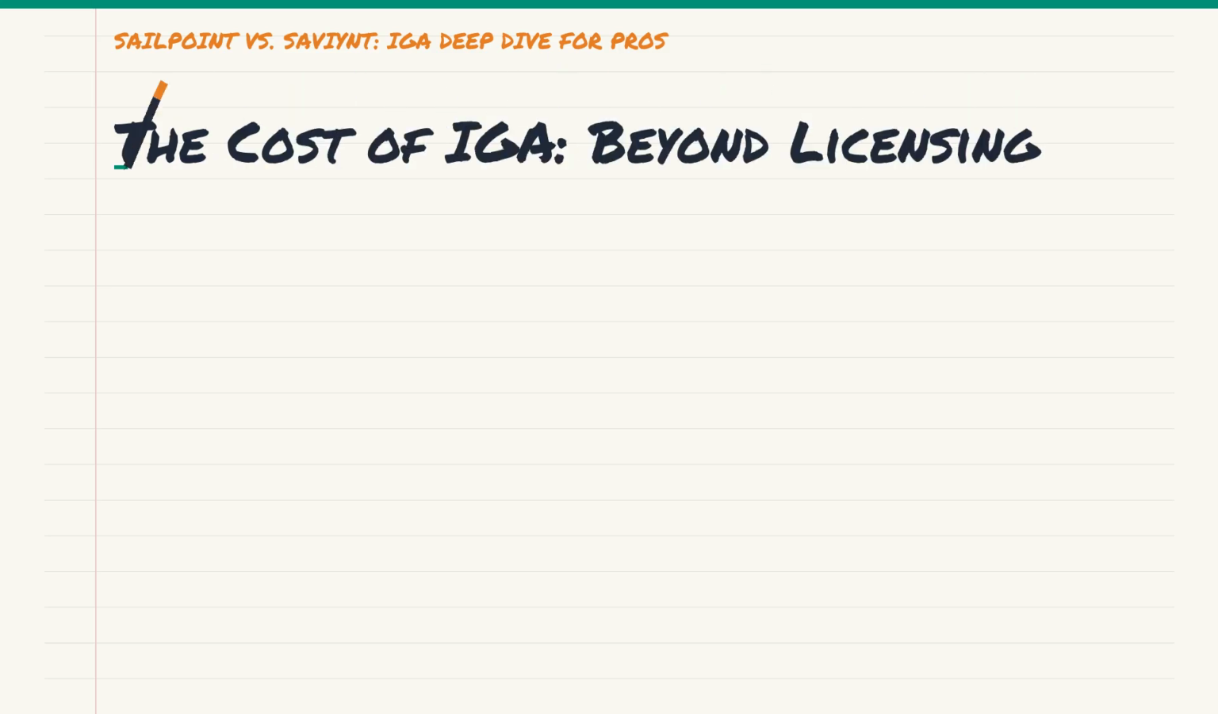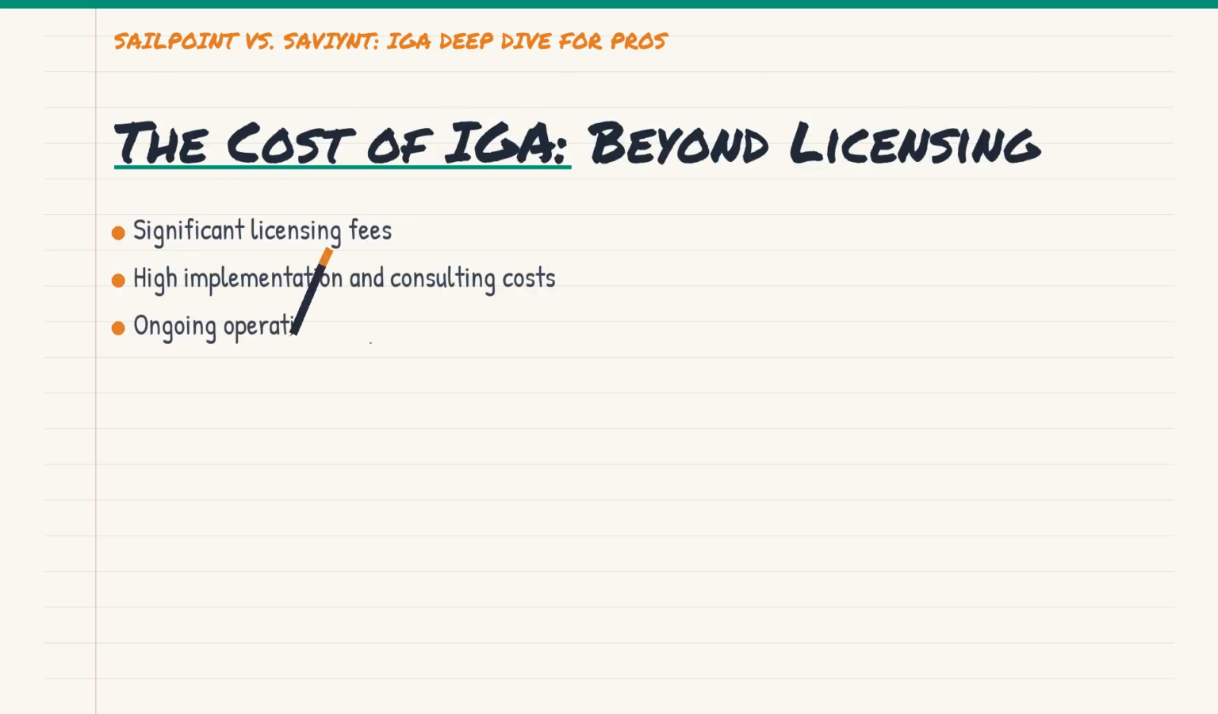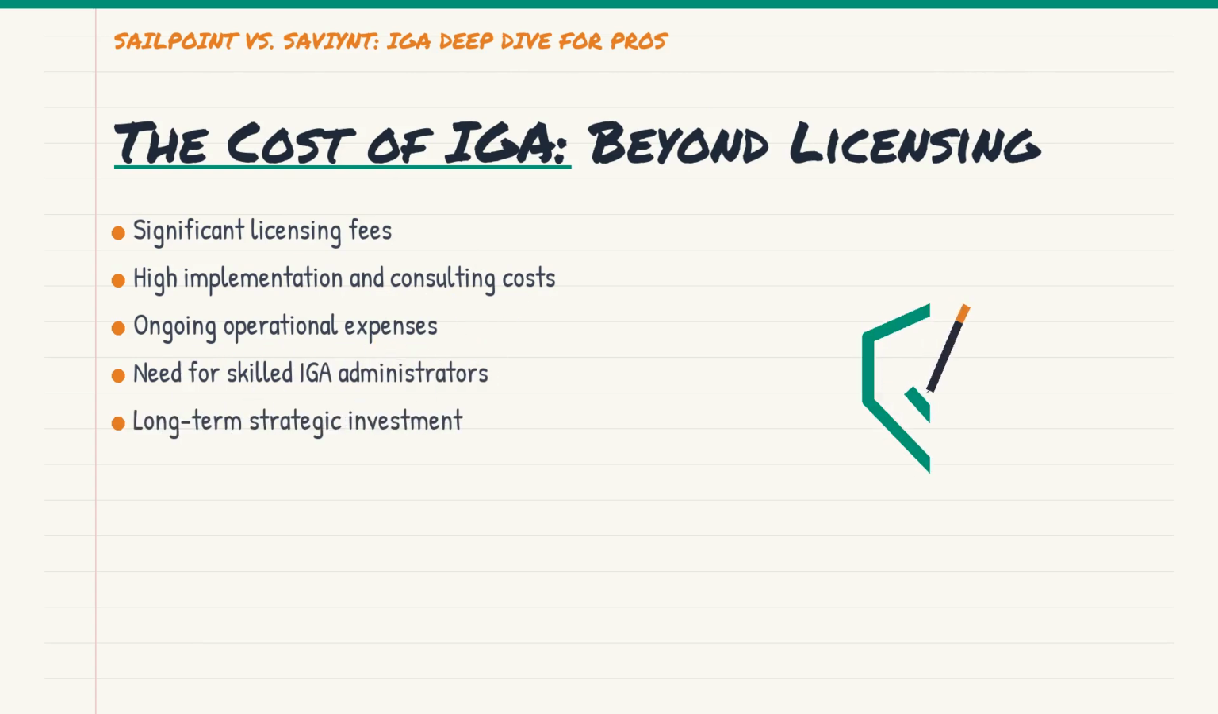Let's be blunt, IGA is expensive. Beyond the initial licensing costs, which can be substantial for both SailPoint and Saviynt, you have implementation costs. These can run into hundreds of thousands, even millions, of dollars for large enterprises, often involving significant professional services from the vendor or third parties. Then there's the ongoing operational cost, the skilled personnel needed to manage the platform, the infrastructure to run it, if not fully SaaS, and the continuous tuning and updates. It's a long-term investment, not a quick win.